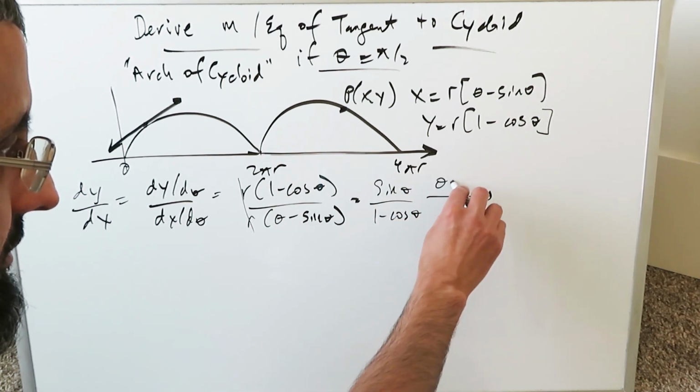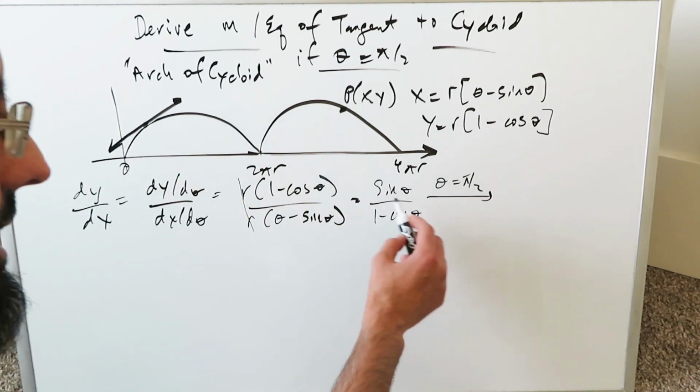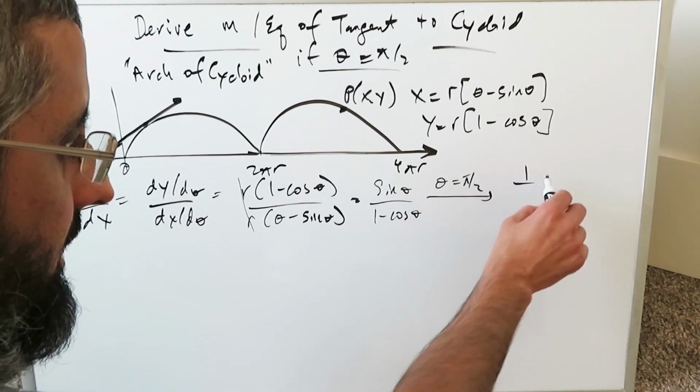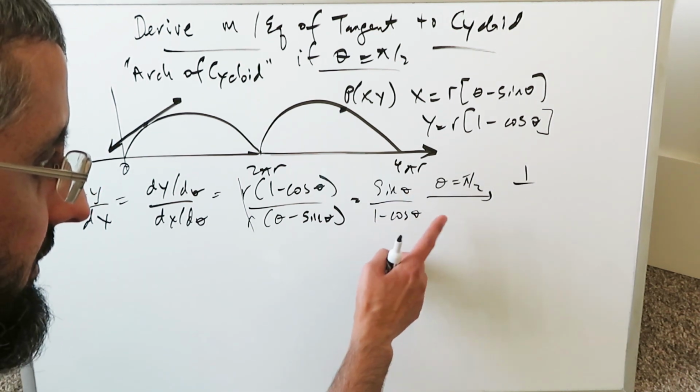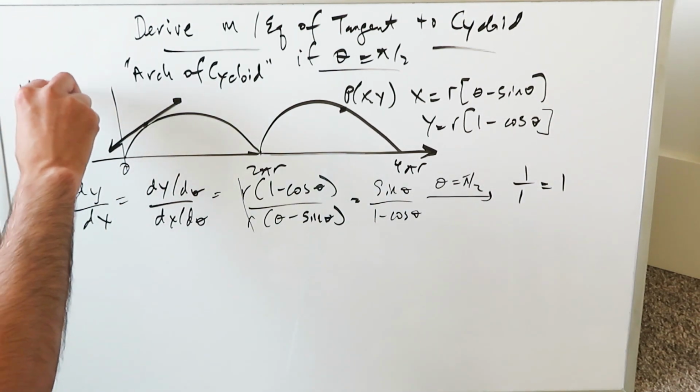If theta is equal to pi over 2, you plug that value into your derivative to arrive at your instantaneous rate of change, that is the numerical derivative or the slope of your tangent line. You have the sine of pi over 2, which is 1, divided by 1 minus cosine of pi over 2, which is 0, so 1 over 1, which is equal to 1. The slope of the tangent is equal to 1.